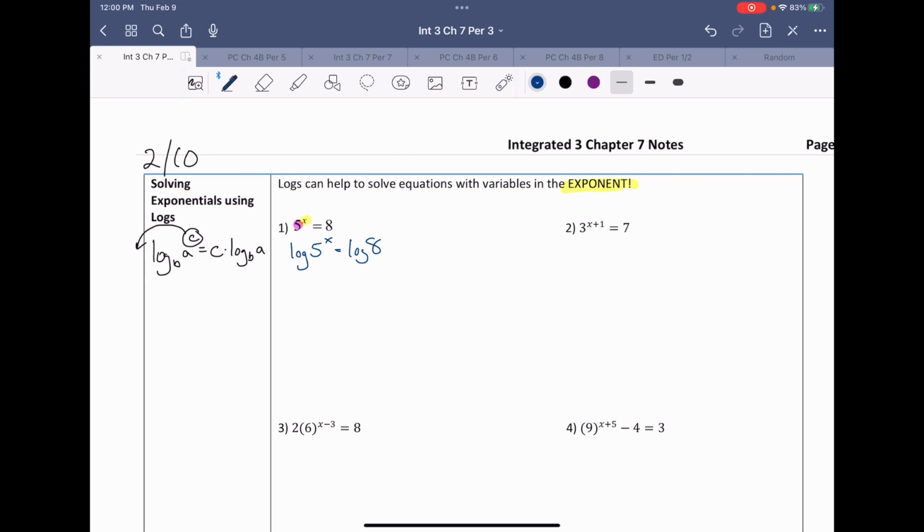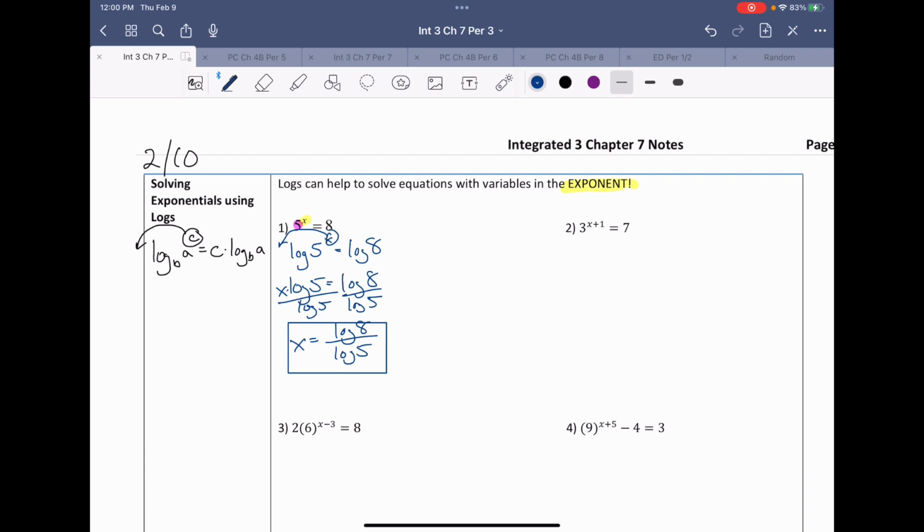Then using my property over there on the side, you can put this x in front of log 5. And if we were doing the bookwork, you would use a calculator to see why this is true. This works every time. You can put the exponent in front of the log. Now it's just x times log 5. So now to get x alone, I can divide by log 5. So x is going to equal log 8 over log 5. This is what your answers are going to look like.